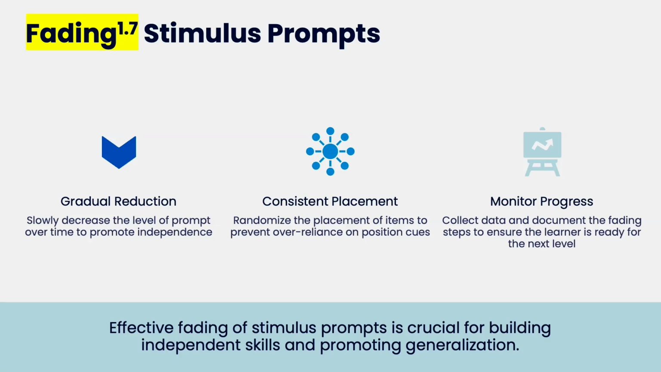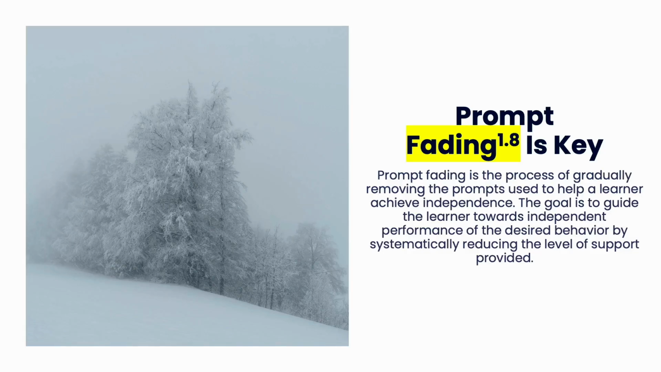And then consistent placement. You want to make sure you're randomizing everything, especially with the flashcards, or you're not going to get any fading going on, and you've got to monitor that. Prompt fading is gradually moving the prompts to help the learner achieve independence. There are a couple of different ways that we prompt fade, and we'll talk about that. The goal is to guide the learner towards independent performance.